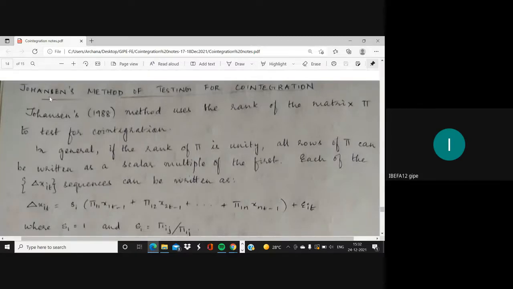So here, now we are discussing Johansen's method. Now that we've understood how exactly we'll be setting up the equations and so on, let's see what Johansen's test for co-integration actually involves.